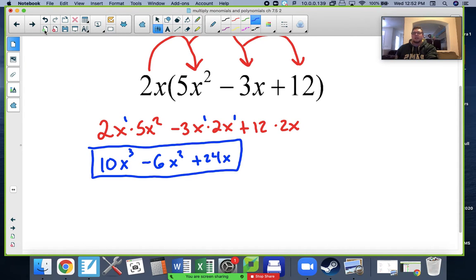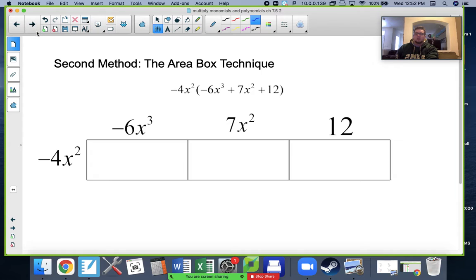The second technique is called area of the box. So we take what we're multiplying, the 4x squared, and then we break our polynomial into the parts that it has. So this one has 3 parts. It's a trinomial, so 1 part, 2 parts, third part. And then we have to fill in the boxes based on what gets multiplied. No different than the last technique, just a little more visual.